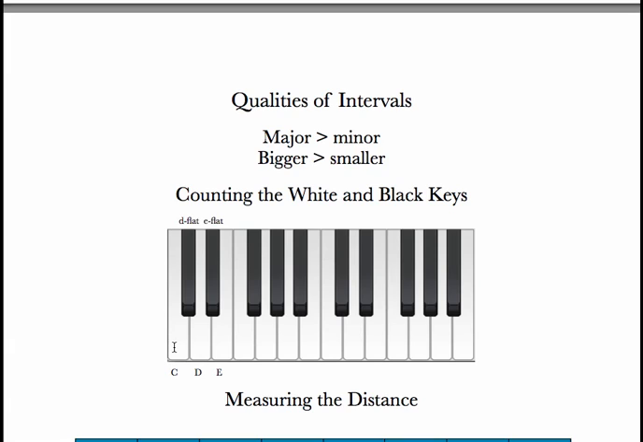Now, making a comparison between C and D flat and C and D, we would say that C to D is covering more distance, and so therefore is bigger, and C to D flat is smaller. We use the word major for bigger and minor for smaller. So we would call C to D a major second and C to D flat a minor second.